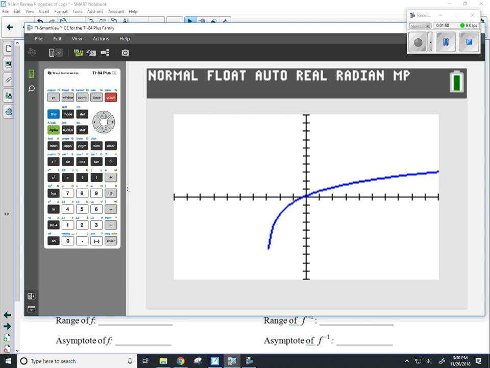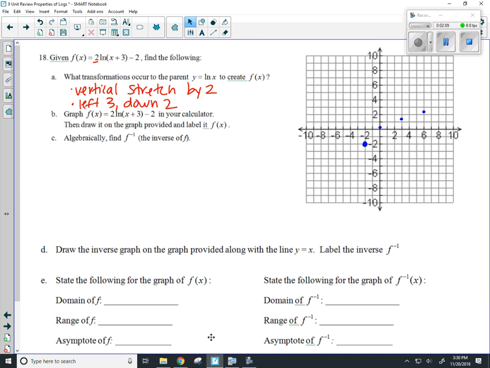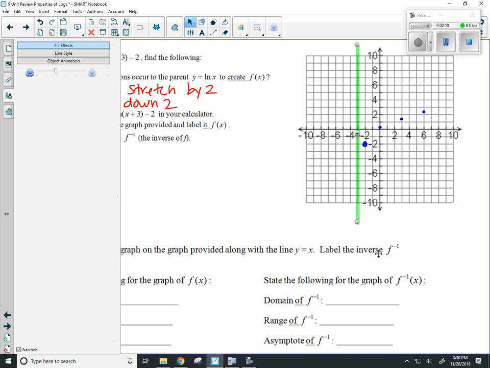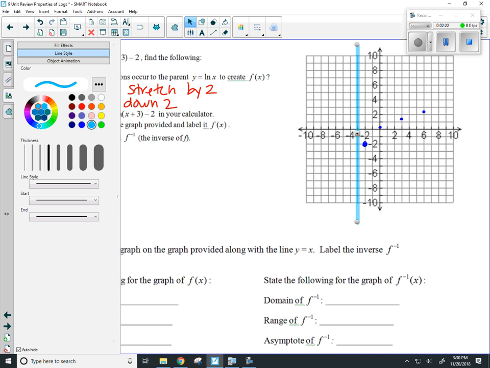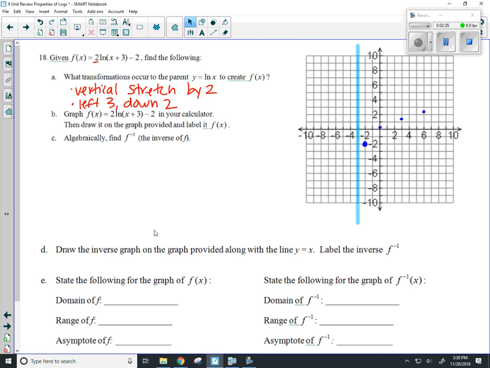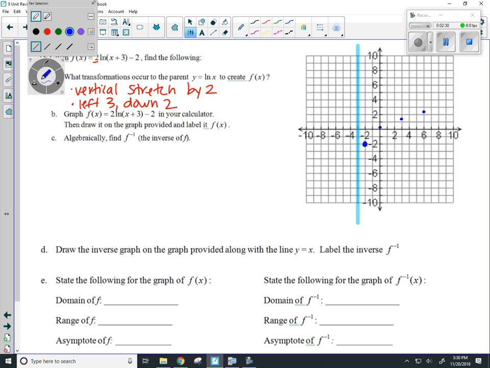Alright, so it looks like there's going to be an asymptote here at -3. We'll confirm that here in a minute. So I'm going to go ahead and draw that in as well. I'm going to put in this vertical asymptote at -3, and I'm going to color coordinate it because I can. Alright, so we have our graph of natural log, and it's going to go through these points, and then it's going to turn and go right along this vertical asymptote.